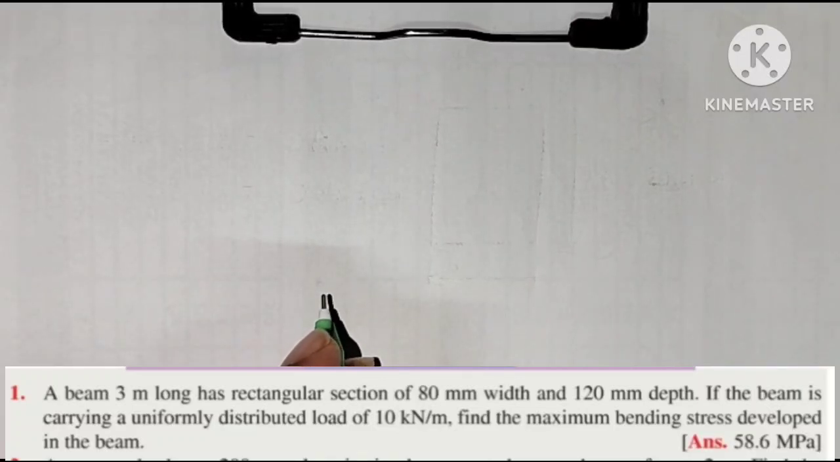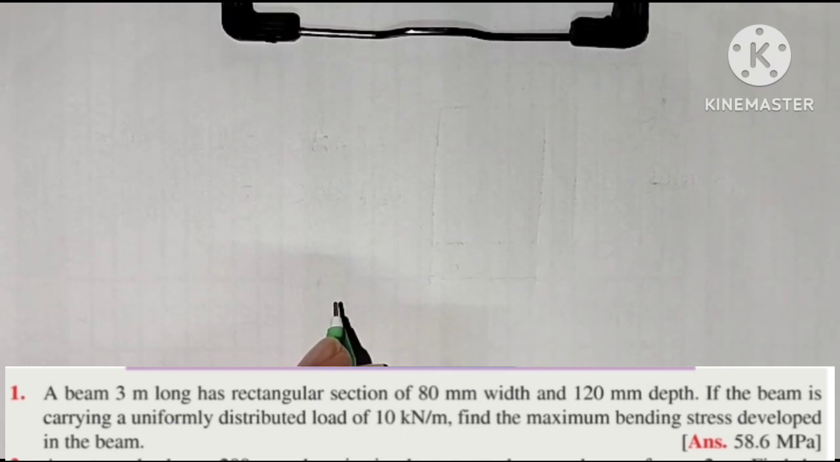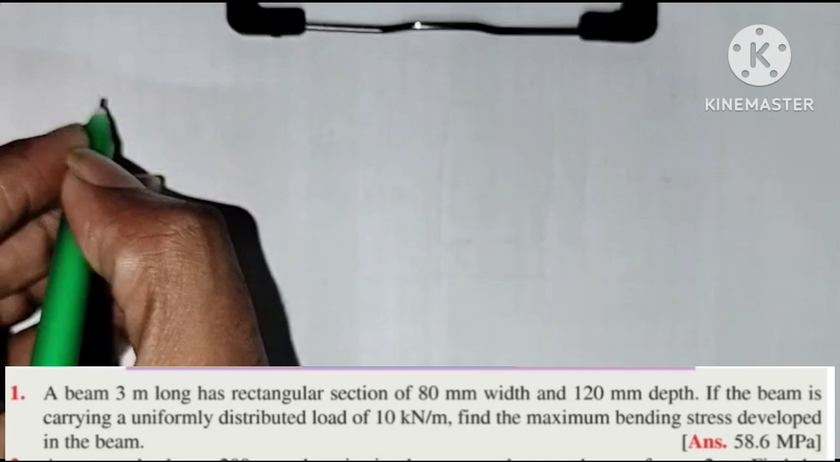A beam 3 meter long has rectangular section of 80 mm width and 120 mm depth. If the beam is carrying a uniformly distributed load of 10 kN per meter, find the minimum bending stress developed in the beam.